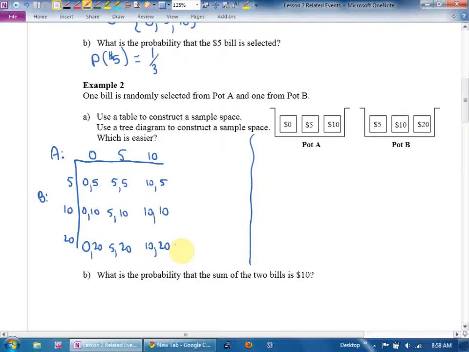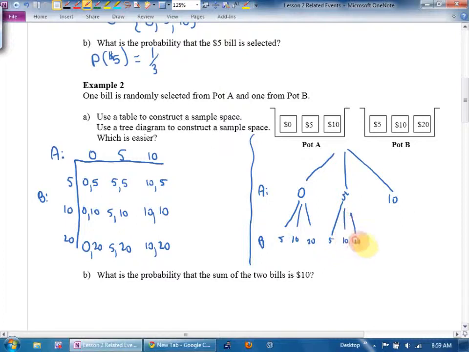I could also have done a tree. And this would be row A, 0, 5, 10. Row B, 5, 10, 20, 5, 10, 20, 5, 10, 20. Which of those is easier to draw? I'm better at trees, but I'm going to tell you right now, if you're doing two dice, and you will be doing two dice on your test, that's a classic question, a table works way better because a 36-branch tree is overkill.